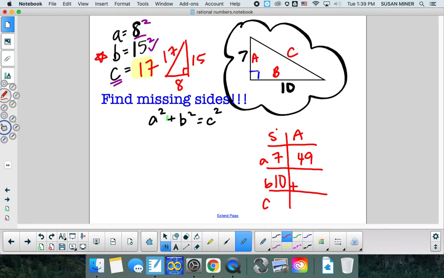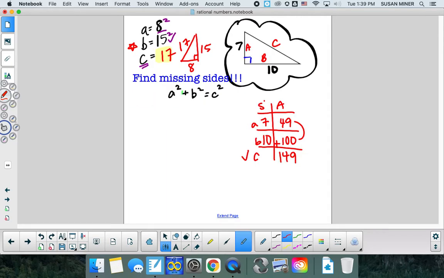B is 10, so this is 100. And then I've got to find this. But I know if I add up my two areas, I'm going to get my C. So I'm going to add 149. And that gives me the area of what would be the square.